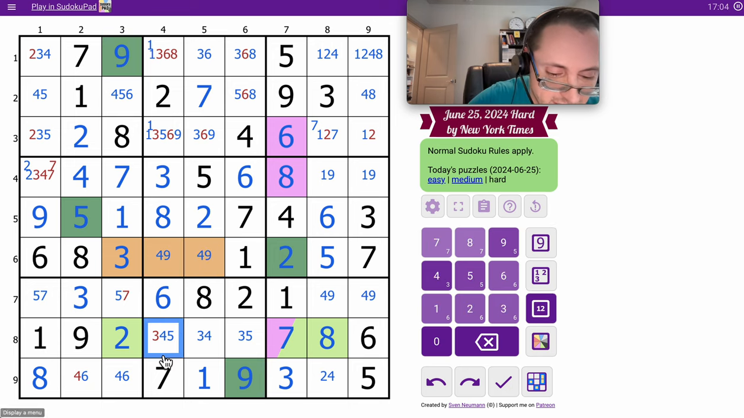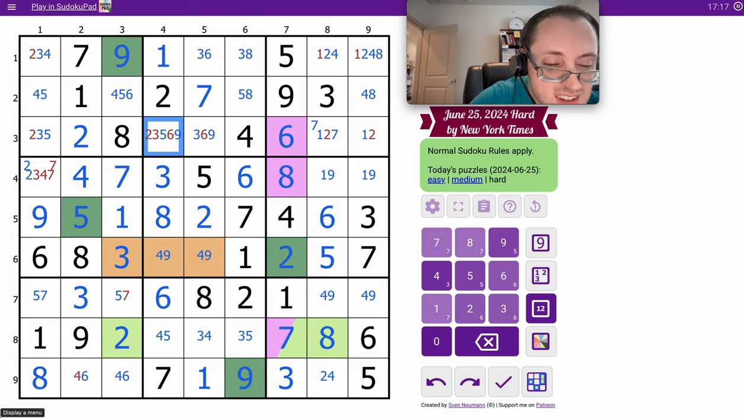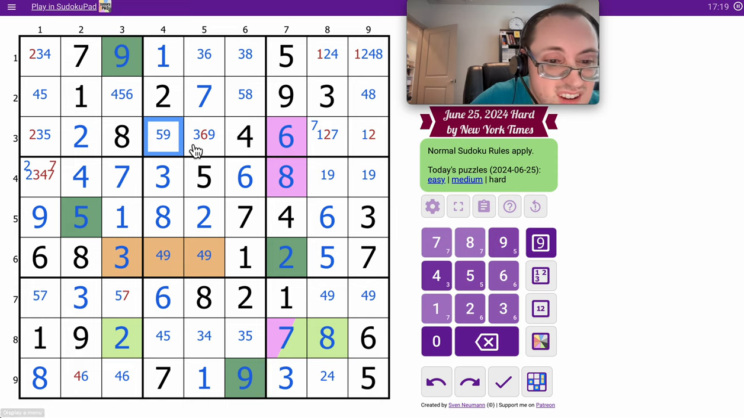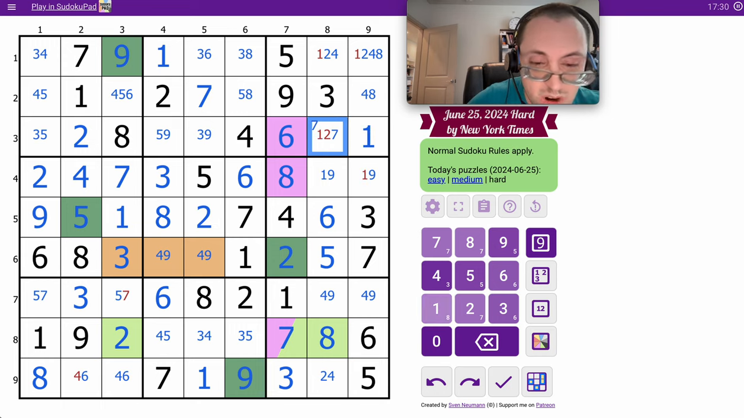Here's another 4-9. This time in row 6, but this is 3, 6, 8 in column 4. It's a 1. These aren't 6. This can't be 1. These aren't 2. This can only be a 2. That's 1. That's 7. These aren't 1.